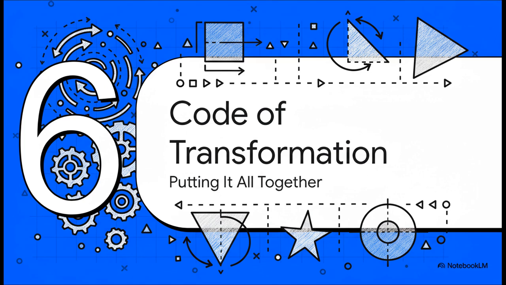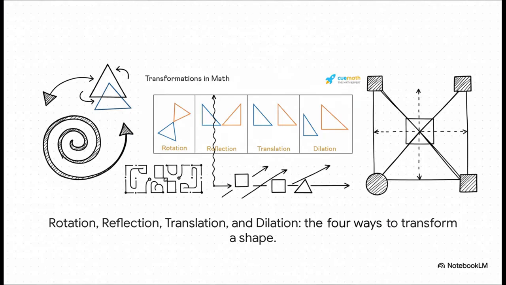What does this all mean when we put it all together? Well, we've just learned the 4 key elements of a really powerful geometric code. Translation, that's the slide. Reflection, the flip. Rotation, the turn. And dilation, the resize. These 4 simple moves, they're the building blocks, the alphabet of a powerful mathematical language. One that can describe pretty much any movement or change you can imagine on a flat surface.